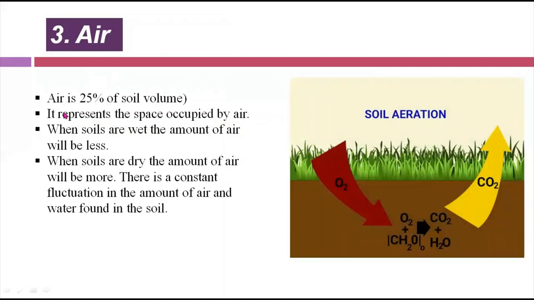Number 3 is the air. Air is 25% of soil volume. ये 25% है. It's representing the space occupied by air. यानी कि it means it is the space between the ingredients of sediments in the soil which is occupied by air. यानी कि उनके दरमियान जो हवा है उसको हम कहते हैं.